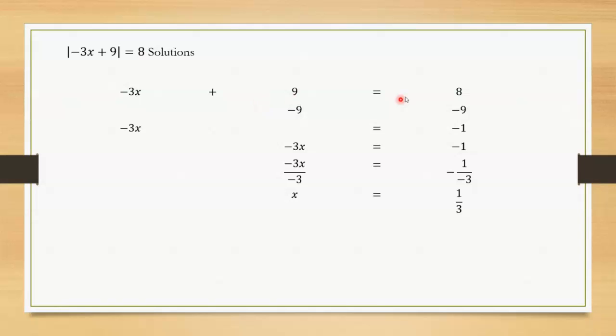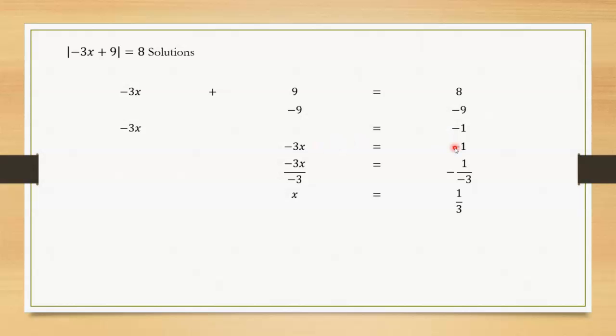So we're solving this equation. This is the first one we're solving. We have negative 3x plus 9 is 8. Just like before, we must get x all alone. So solving for x, we subtract 9 from both sides. The 9 cancels, and we get negative 1 on the right. So we have negative 3x is negative 1.